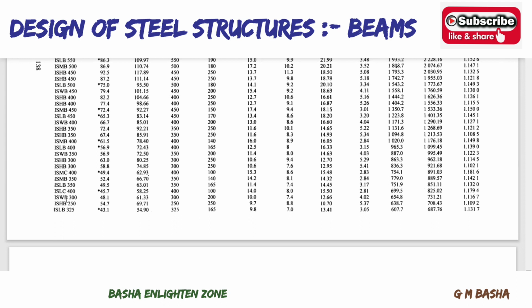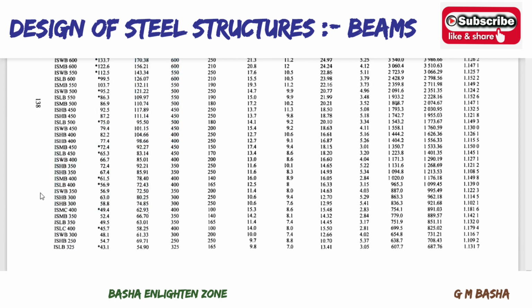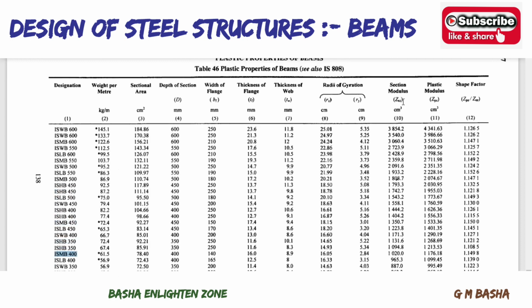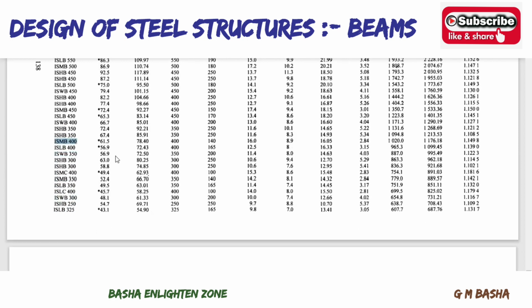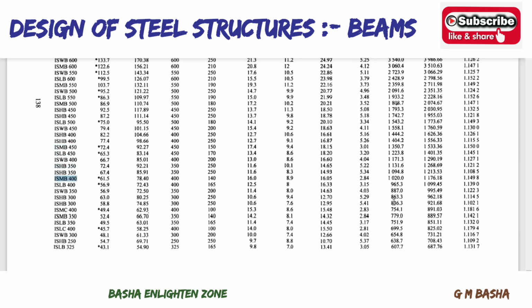See here, ISMB 400. Where is ISMB 400? So this line. So purely this line, which is ISMB 400. Okay. So see here, where is ZP and ZD? Section modulus and plastic modulus. So in this line exactly, it is 1020 and 1176.18.